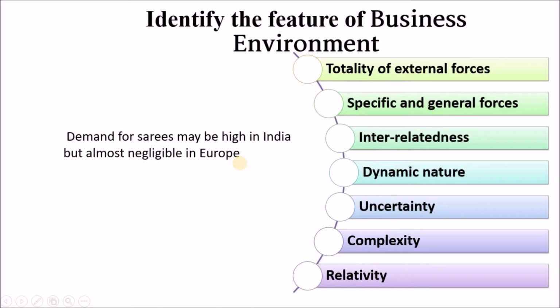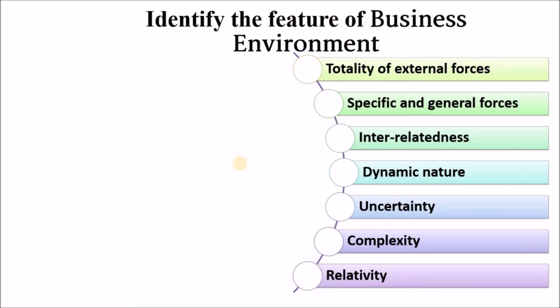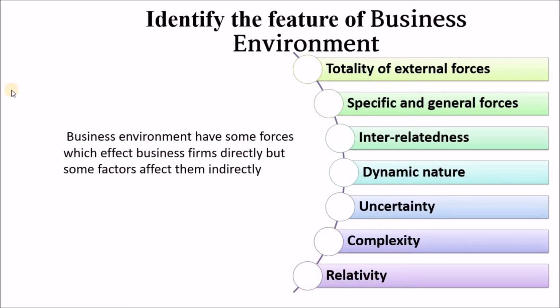So which feature of business environment is highlighted here? The answer is relativity, as business environment differ from country to country and region to region. Second, business environment have some forces which affect business directly and some forces which affect them indirectly. So the feature here is specific and general forces. Specific forces affect business directly, whereas general forces affect business indirectly.